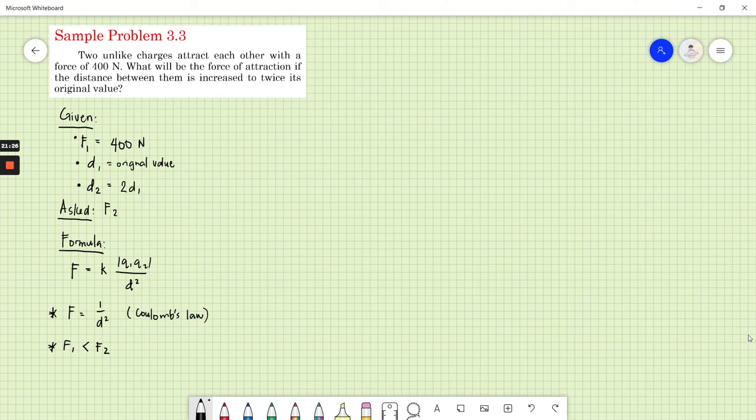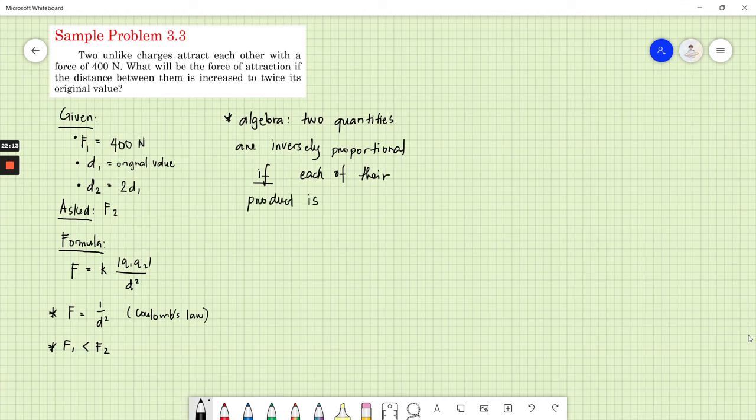So one thing that I want you guys to remember in algebra: two quantities are inversely proportional if each of their product is constant. What do we mean by this?